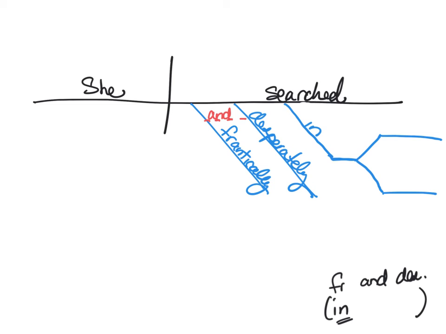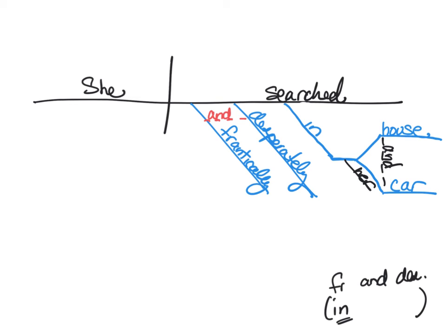What are the nouns that are attached? Well, where does she search? The first place was house. The second place was car. Her house and car.